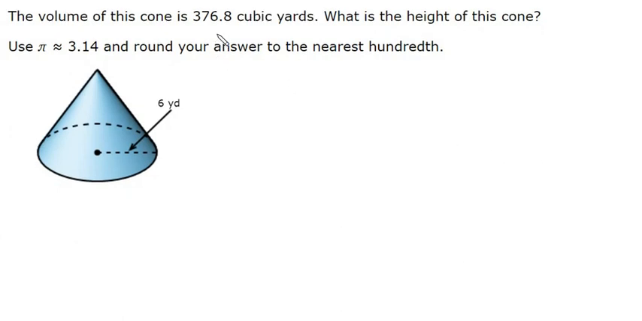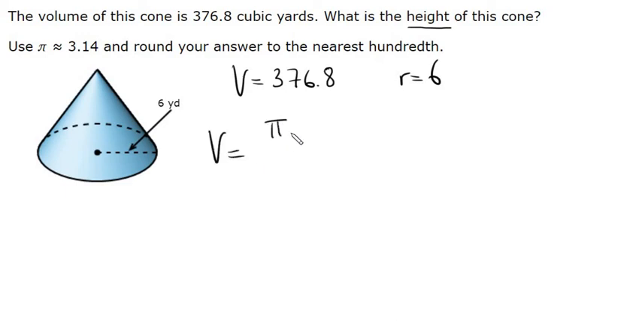So in this case, we have the volume and we don't know the height. So we are going to find the height. We know the radius. So the volume is 376.8 cubic yards and the radius is 6 yards. Let's write the formula. The volume is equal to pi times r squared, which is r times r, times height, divided by 3. First we can write all these values and then we can do cross multiplication. After cross multiplication, we're going to find the height.